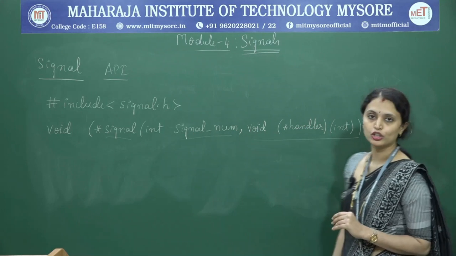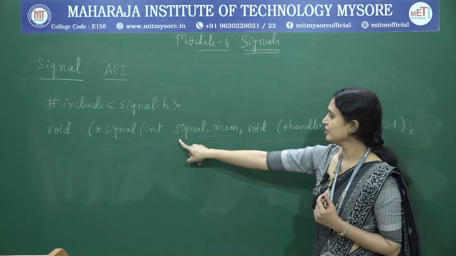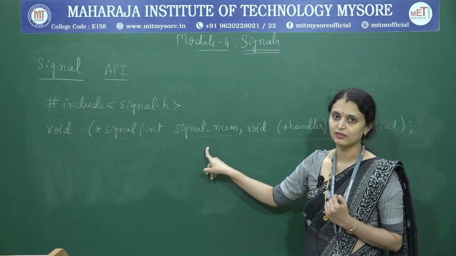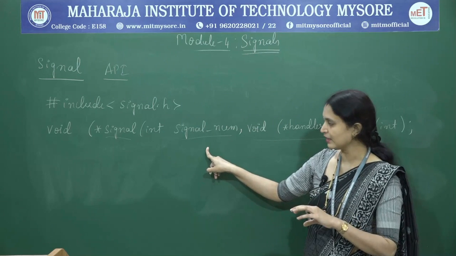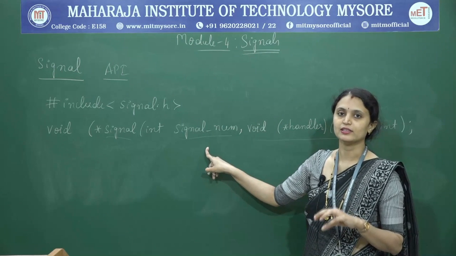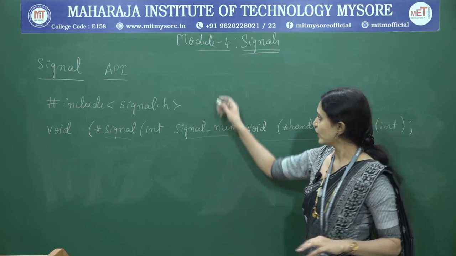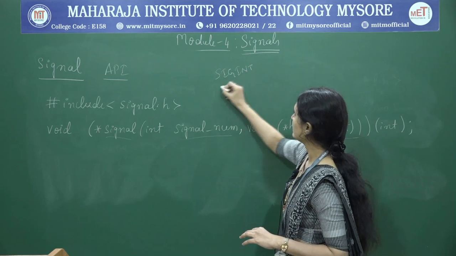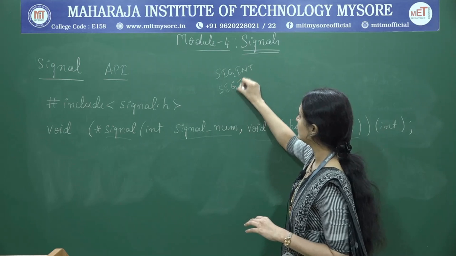The first one is the signal number. Actually it is an integer signal value, nothing but the signal identifier. So it is a signal number such as SIGINT, SIGTERM.